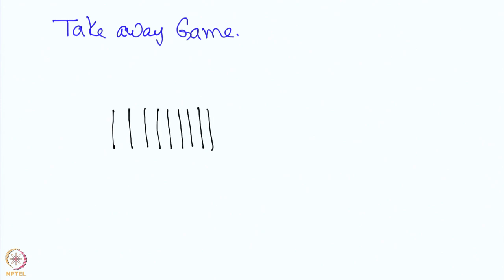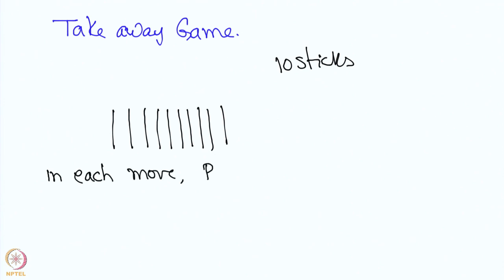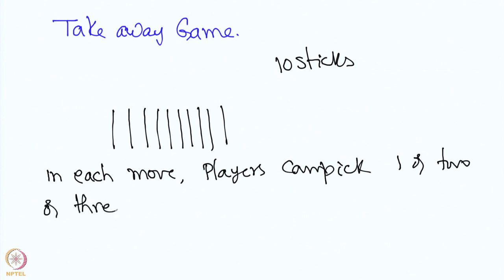Okay, next we will see one more game which is known as a takeaway game. In this takeaway game there is a set of coins. Right now we will put it as sticks here. So let us say 10 sticks. Again two players alternate making the moves, and in each move players can pick one or two or three sticks.